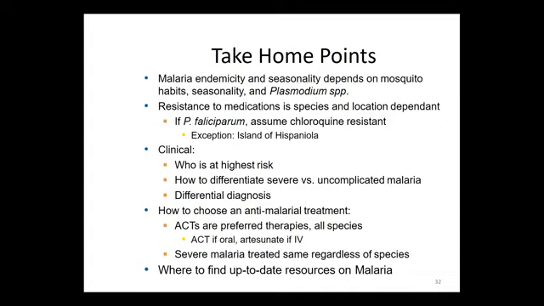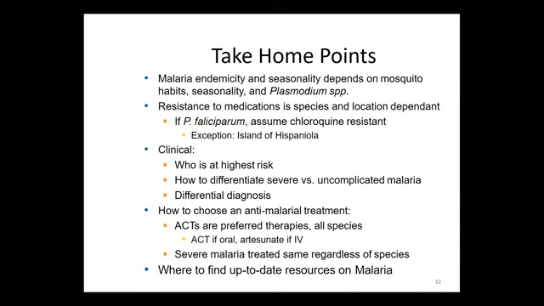Clinical: who is at risk? How to differentiate severe and complicated malaria? Differential diagnosis. How to choose an antimalarial treatment. AST are preferred therapies for all species in severe form: AST if oral, artesunate if intravenous. Severe malaria is treated the same regardless of species.